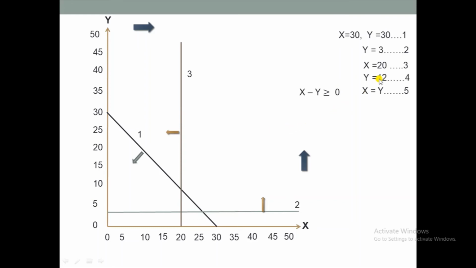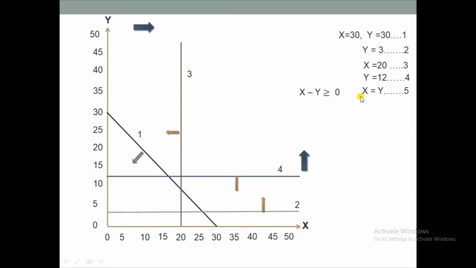Fourth is y equal to 12. It will be again a line parallel to the x-axis. This is the fourth equation, and it is again of the less than type. So the region will be below the line, below the line.